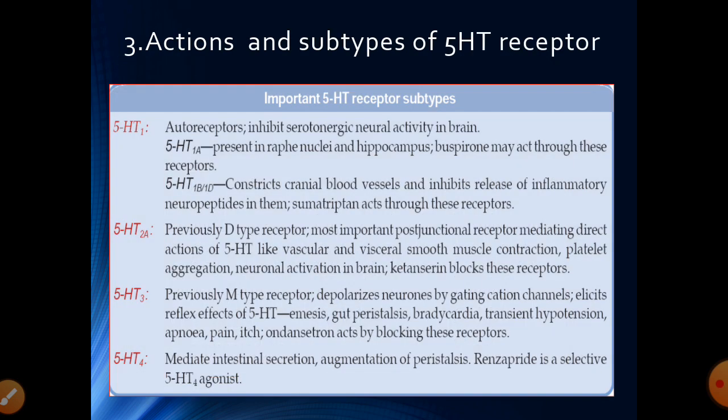Next is action and subtypes of 5-HT receptor. Usually what happens, the direct question can be asked like, 5-HT3 receptor is which type of receptor. So it acts through a cation channel. It is a gating cation channel, elicits the reflex effects of 5-HT. It can also be asked like, renzapride is acting on which receptor. So it is the 5-HT4 receptor. So this way this table is very important because question framing is very easy for the examiner from these autocoids and related drugs. So prepare these tables very keenly.